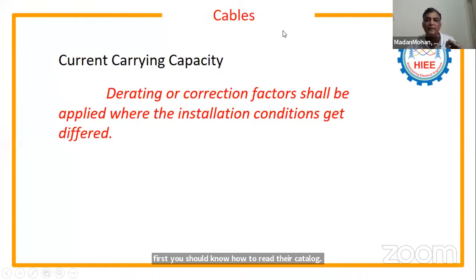Once you know how to read the catalog, then you will understand how to decide the conductor size based on the current carrying capacity. So guys, first, before making you understand the current carrying capacity, I will explain a sample cable catalog. Once you understand that, all of this becomes very easy to understand. Is it clear for all of you? Is it okay?